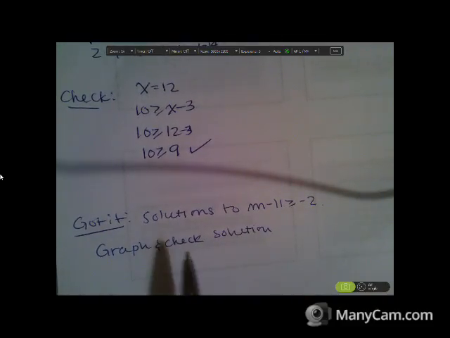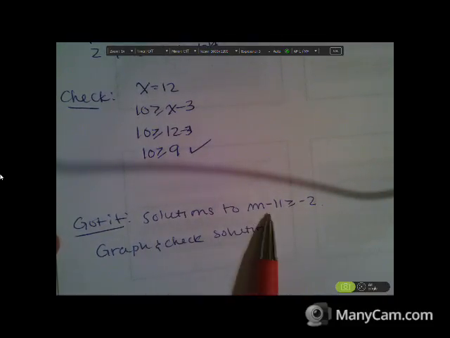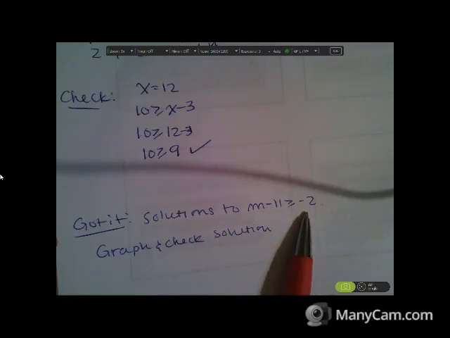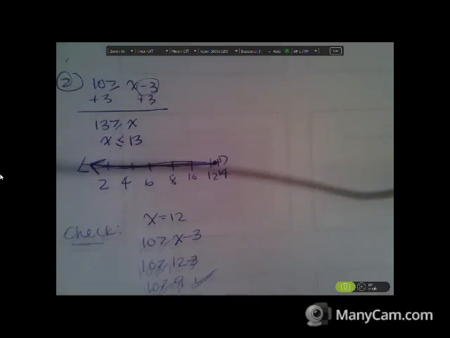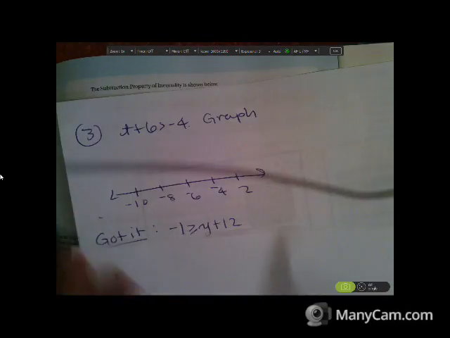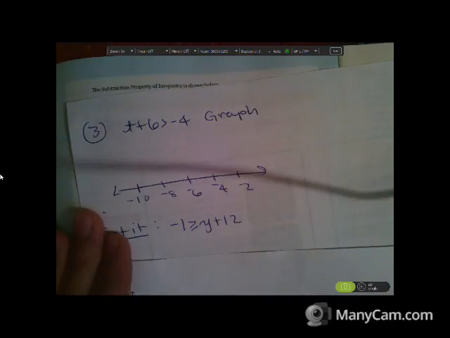So why don't you try the Got It? What are the solutions to m minus 11 is greater than negative 2? Graph and check the solution, just exactly what we did here.